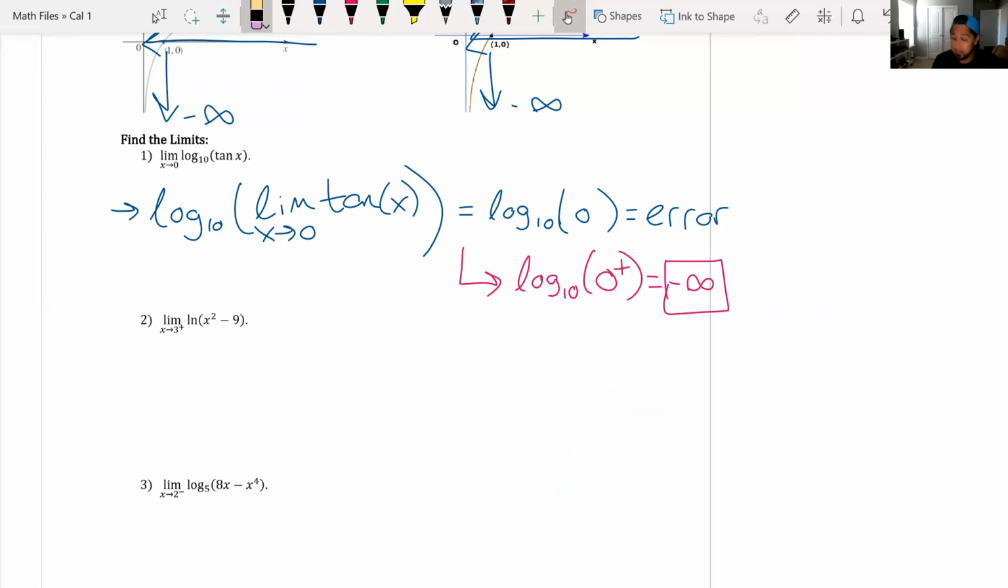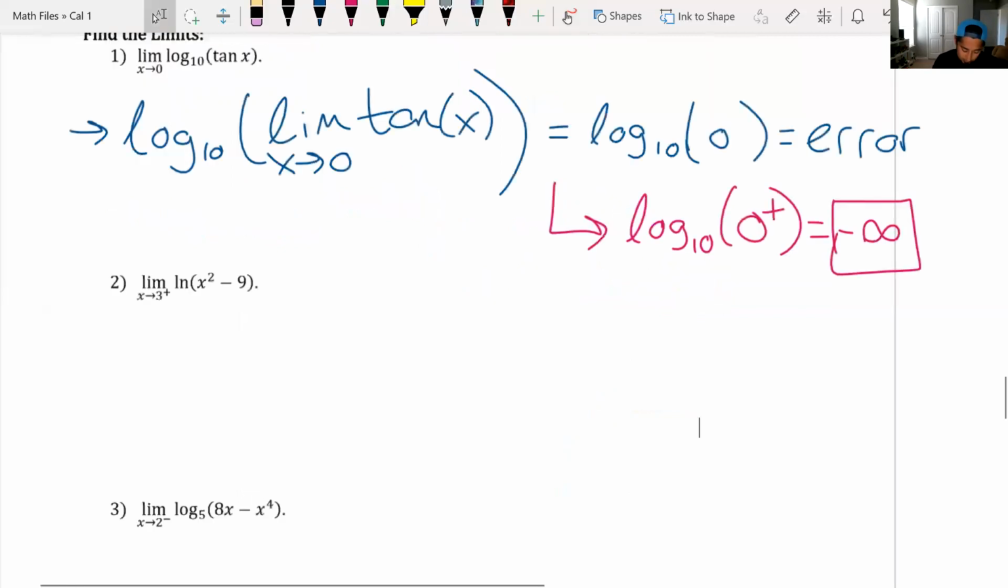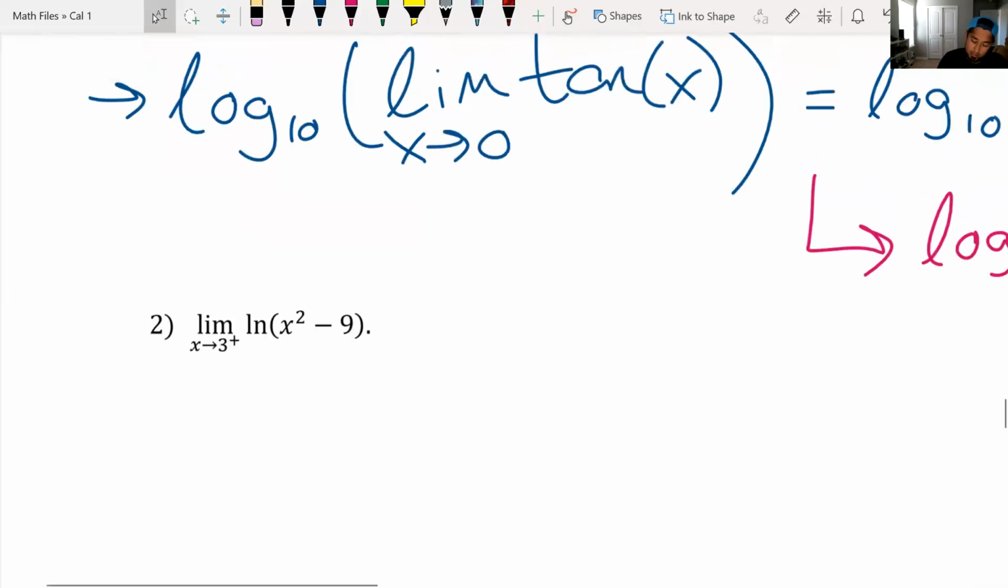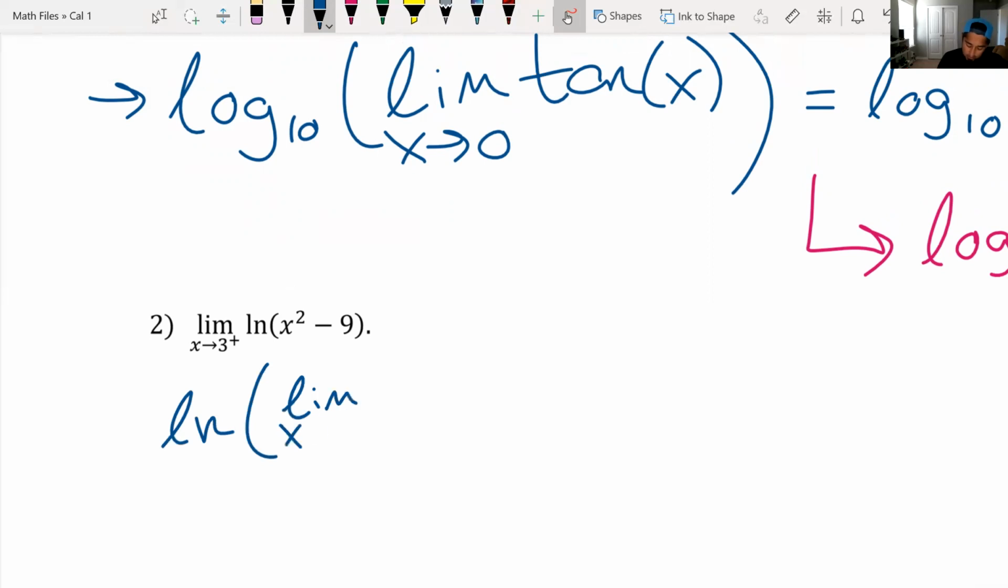All right, which means let's try it again. Write smaller this time, right? Okay, the limit as x approaches 3 from the right of the natural log of x squared minus 9. So once again, we can rewrite this as the natural log of the limit as x approaches 3 from the right of x squared minus 9.